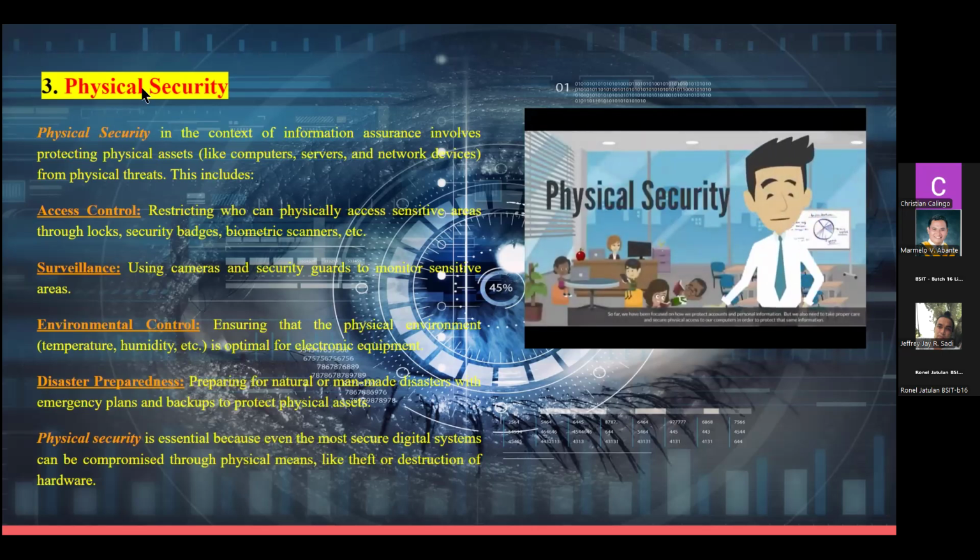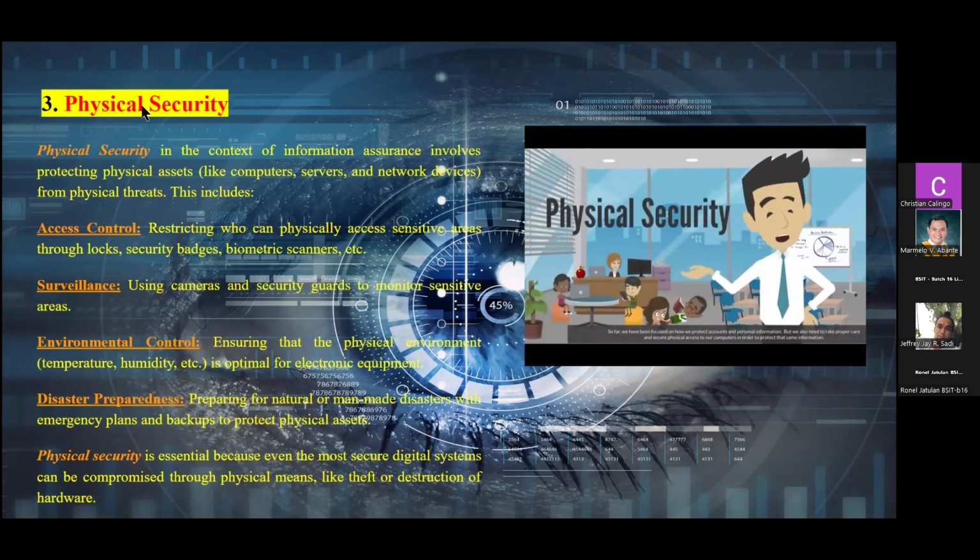So far, we've been focused on how we can protect our accounts and personal information, but we also need to take proper care and secure physical access to our computers in order to protect that same information. Here are some tips to make sure your device is properly secured.